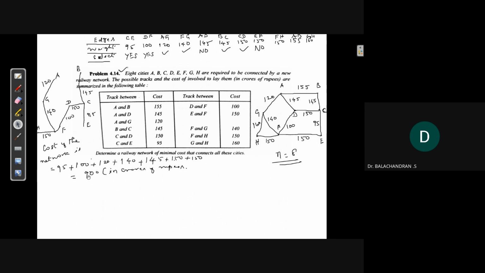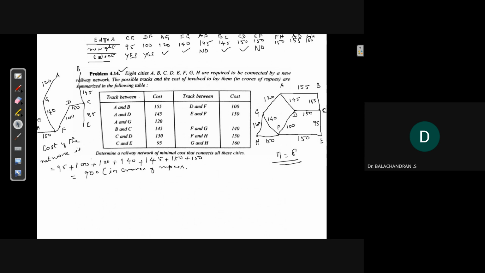So if you add everything, you get 900. It's in crores of rupees because they gave it in crores of rupees. The 900 crores is the total cost, the minimal cost that connects all these cities.